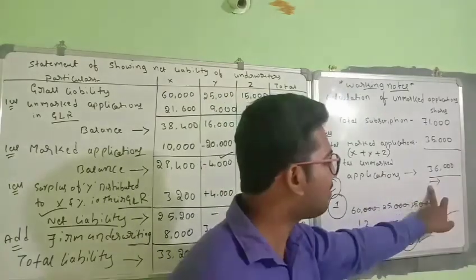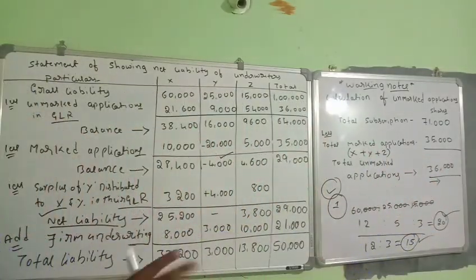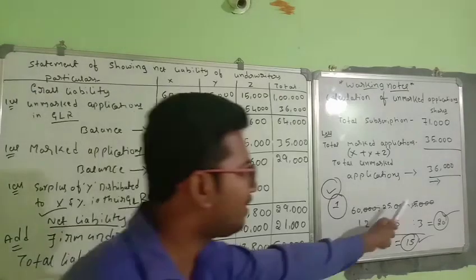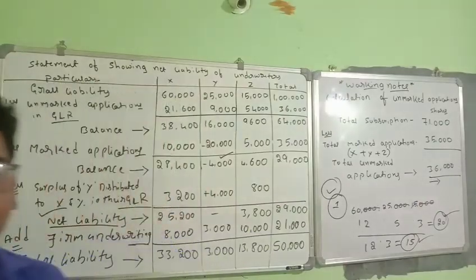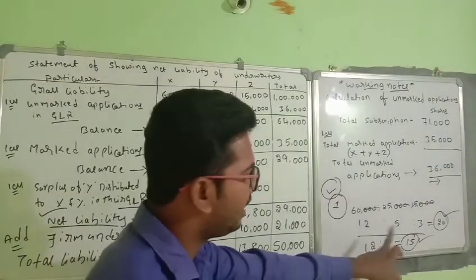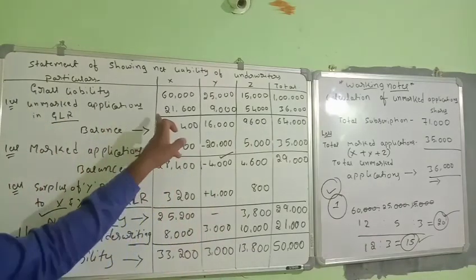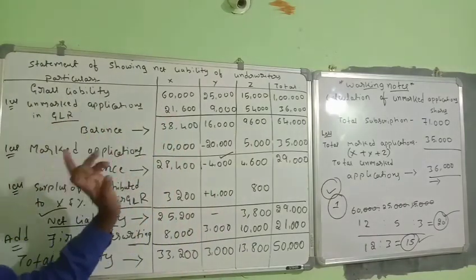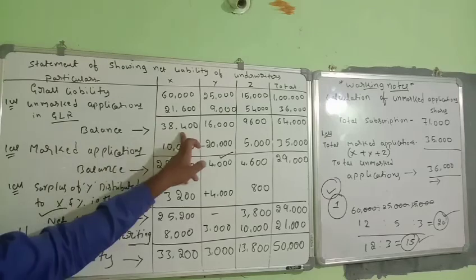Once you get the unmarked applications, then you start doing the sum, calculating the net liability of the underwriters. First step, the gross liability of the underwriters, that is, how many shares are allotted to each underwriter. Then less unmarked applications in the gross liability ratio. Then you get the balance.